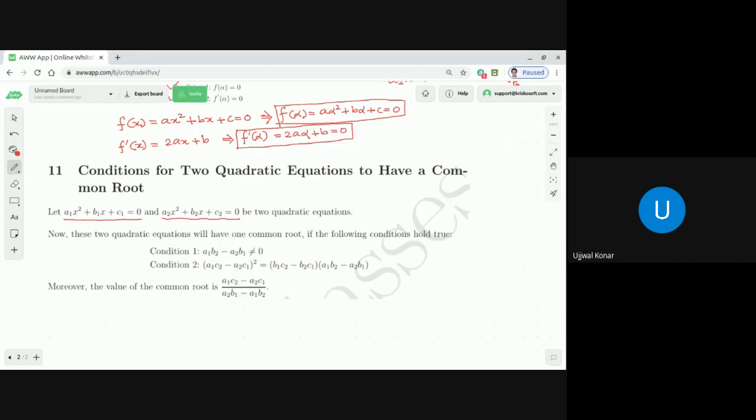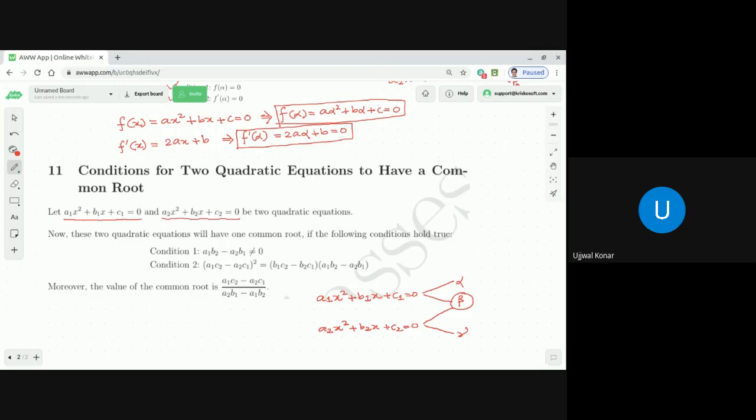Now, for these two quadratic equations to have a common root, what does that mean? That means if the roots of the first equation, a1x² + b1x + c1 = 0, are alpha and beta, then for the other equation, a2x² + b2x + c2 = 0, one root will be beta and the other root will be gamma. That means beta is the root which is common to both the quadratic equations, dear students.